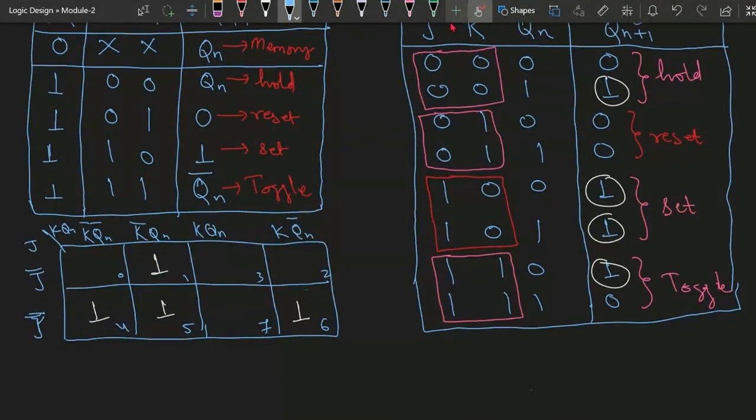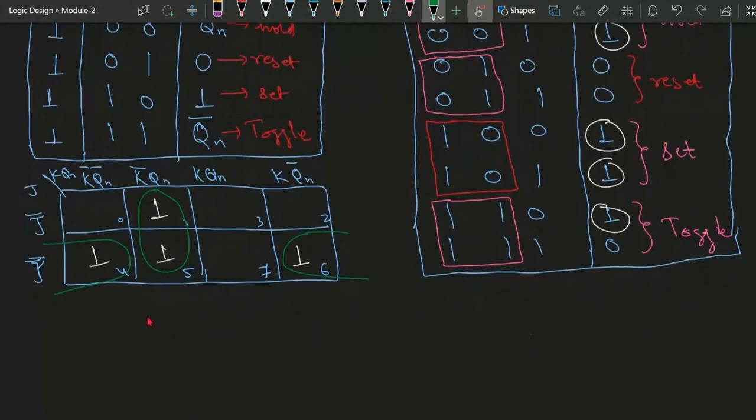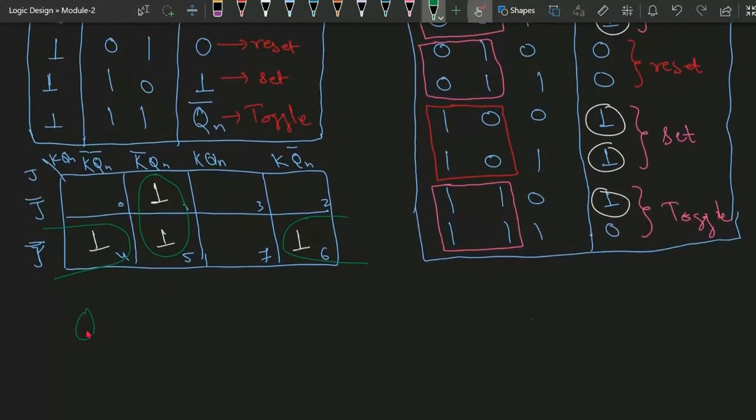For doing the pairing, you can just see. This one can be paired with only this one, and these two can be paired together. So finally, if we write down the equation for Qn plus 1, it is J multiplied by the term common between these two, Qn bar, plus here it is K bar Q. So this will be the characteristic equation of JK flip-flop.